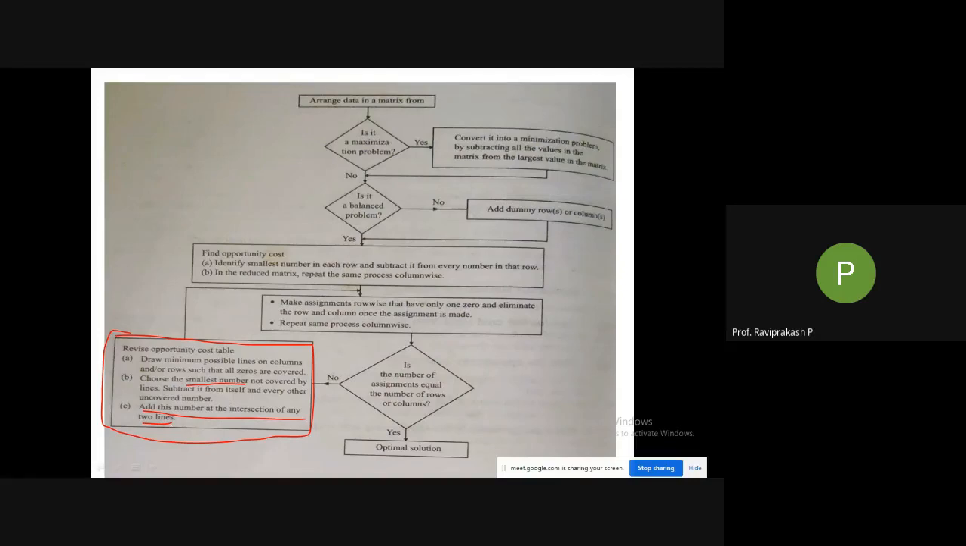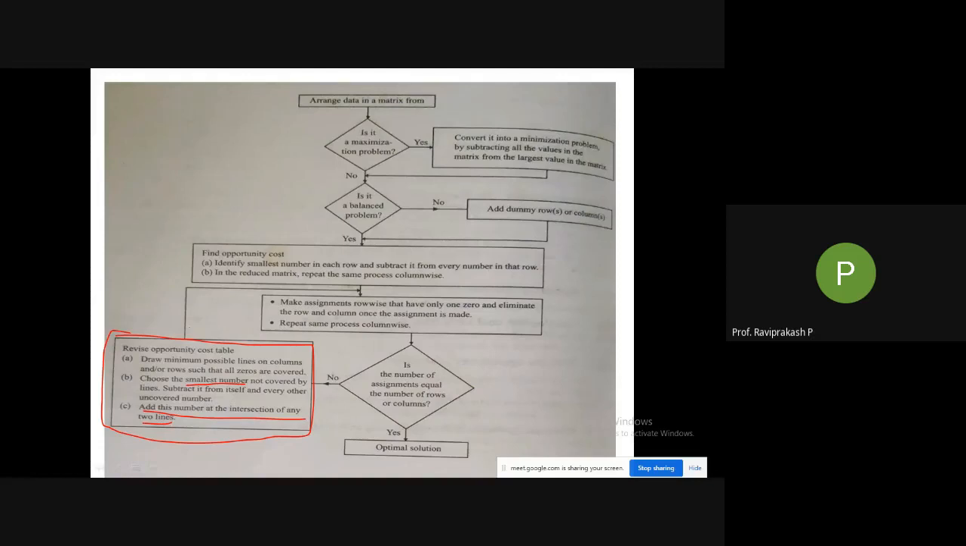Then again, we need to start from column, find out if there is 1 zero, mark it, cancel the column. If there are 2 zeros, leave that particular row, go to the next row. So doing similarly, finish all the rows, then move to columns. Column-wise, find out which columns are not cancelled. Find out whether there is 1 zero or 2 zeros. If there is only 1 zero, mark it and cross off the rows. I'm repeating whatever the procedure is.